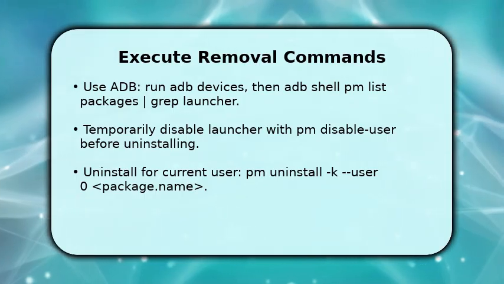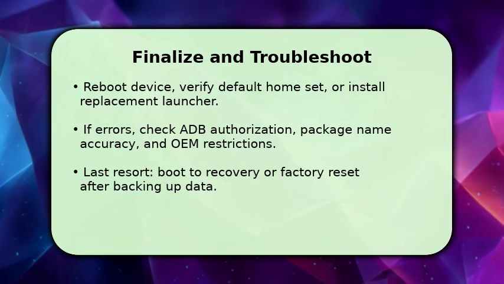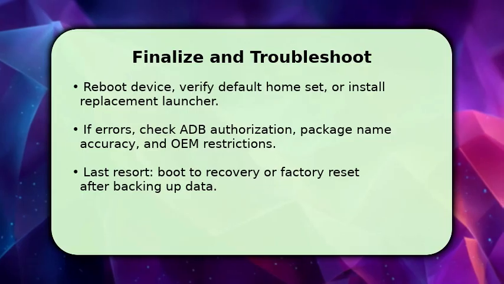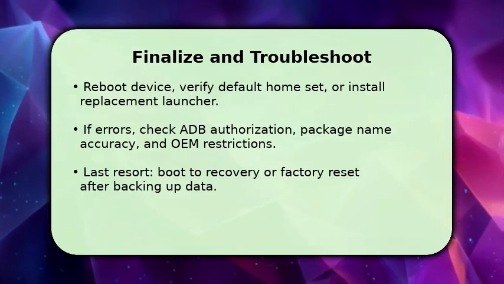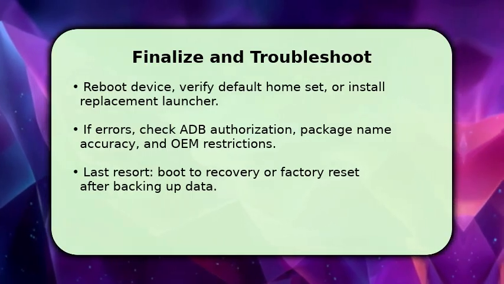If you need to restore, you can re-enable it. Once uninstalled, reboot the phone and ensure a new default home is set, or install a trusted launcher from the Play Store. Make sure the system didn't revert the change. If it did, repeat the pm uninstall step with the exact package name.